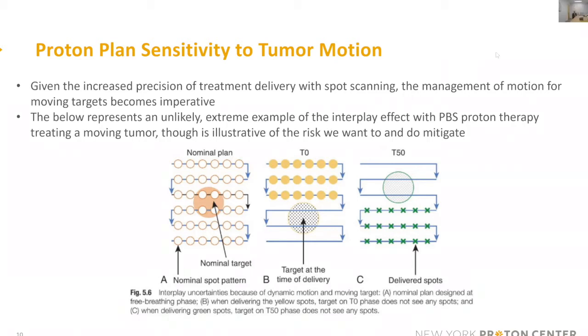So that sets the stage for why we utilize SDX and why we utilize breath hold here at NYPC. As you can see here, this is a nominal plan that one may plan and intend to deliver in terms of where the spots should be positioned to treat such a target. What you can see is that if the target is moving in the opposite direction from where the current beam line is delivering its spots, you theoretically could entirely miss the target, though in reality this never occurs because we do manage around this.